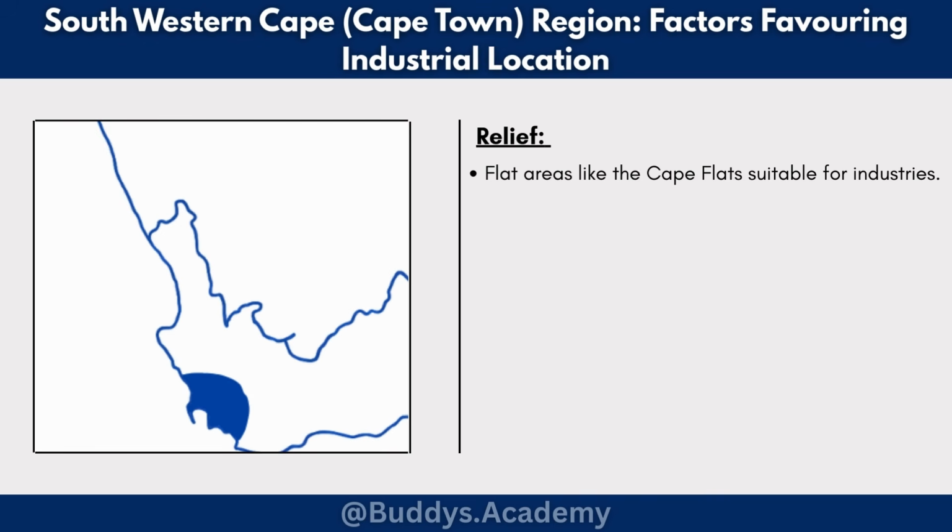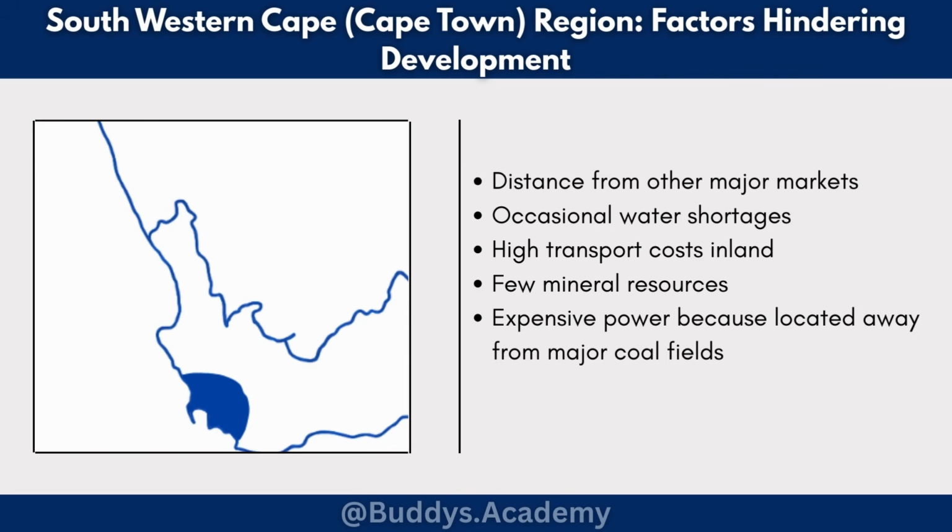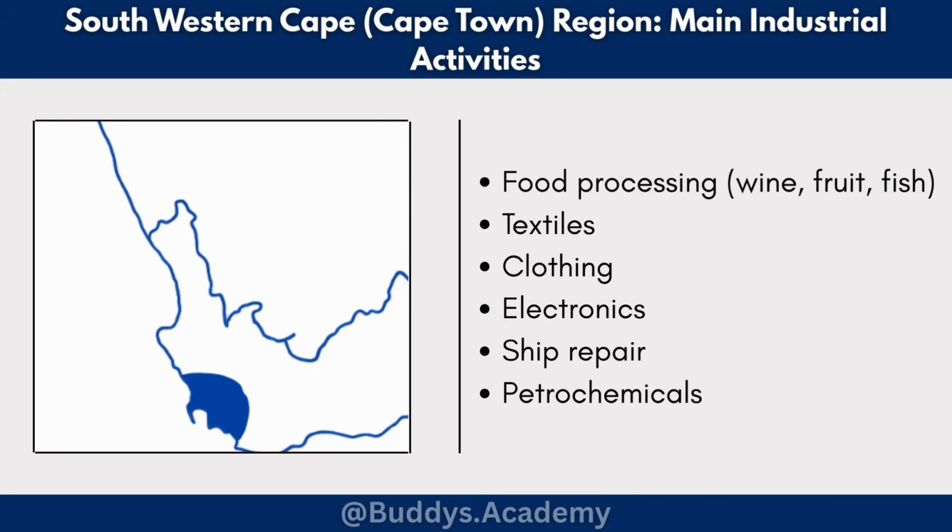In terms of your factors hindering development, firstly, it's going to be the distance from your other major markets, right? You're going to have occasional water shortages, and you're going to have your high transport costs inland. There's going to be few mineral resources, and you're going to have expensive power because it's located away from your major coal fields. Now, the main industrial activities taking place in your Southwestern Cape would be food processing, so things like wine, fruit, and fish. There's going to be textiles, clothing, electronics, ship repair, and petrochemicals.